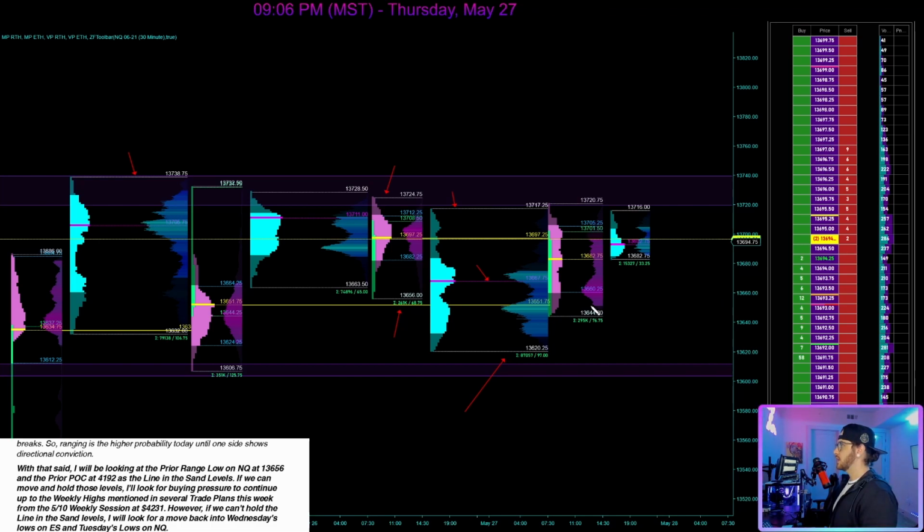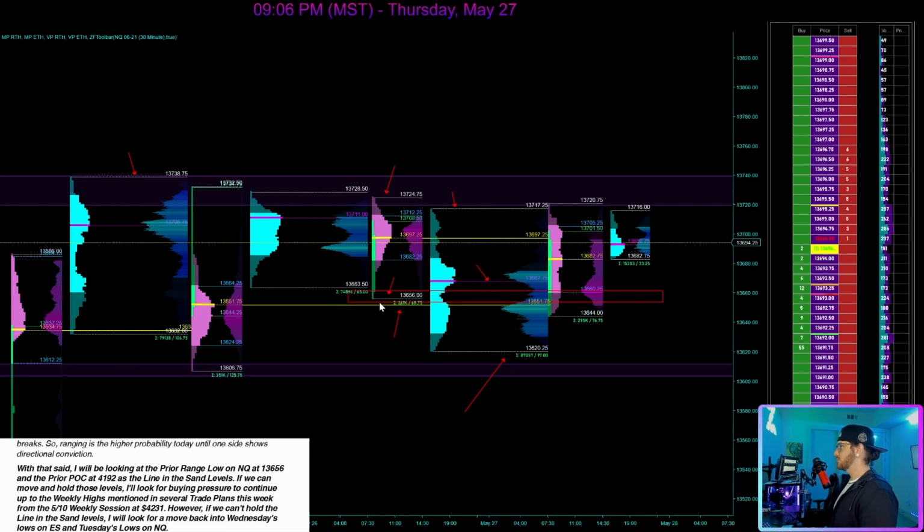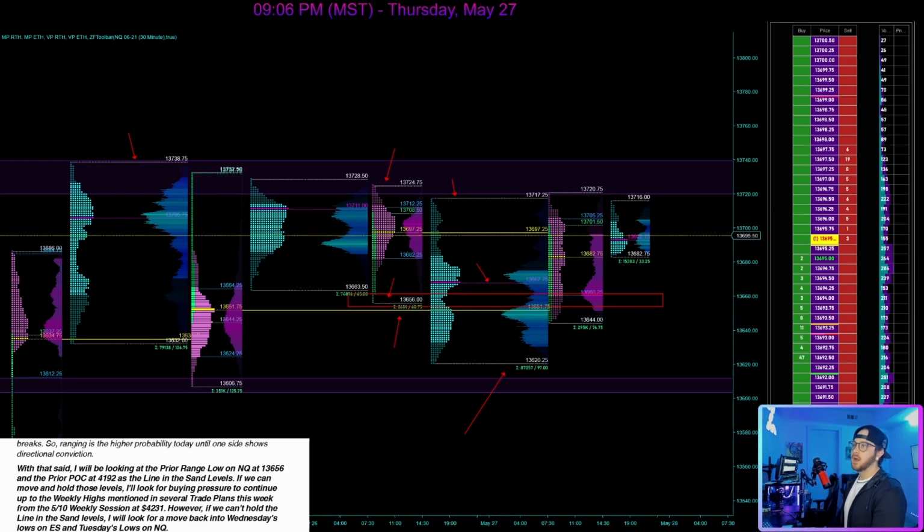Let me go ahead and mark that off. That was yesterday's low. That was the line in the sand on NQ that I was interested in. And my thought was if we could hold above that level, then we were very likely to at least maintain relative value, and we were not likely to see value move down significantly, which is indeed what happened. So I was looking for buying pressure if we could hold those levels.